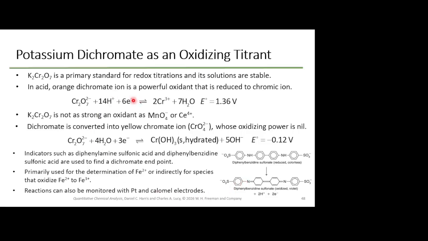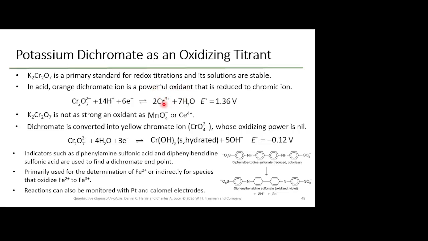Okay, so this one's potassium dichromate. You have probably seen that. Maybe not used it, but you've probably seen it in a number of other places. It shows up quite often. This is actually a primary standard for redox titrations, and its solutions are stable. It's one of the more common ones to use. In acid, you'll have an orange dichromate ion. It's a powerful oxidant. It's going to be reduced to chromic ion, and this is the chromic ion right here.